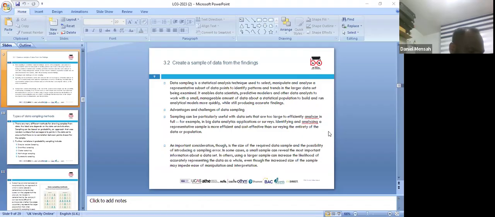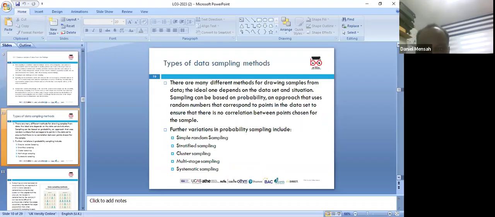Rather than using a bigger sample, in another vein the writer also talks about how a sample that increases the lack of accurately inputting the data as a whole, even though the increased size of the sample may impede. So when the size is huge, it impedes interpretation. It makes interpretation quite difficult. It makes presenting your methodology and data findings, and interpretability, very difficult to do. And that's the sense of what the writer seeks to explain.